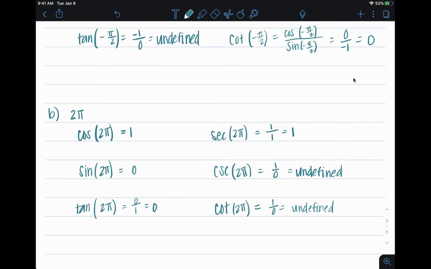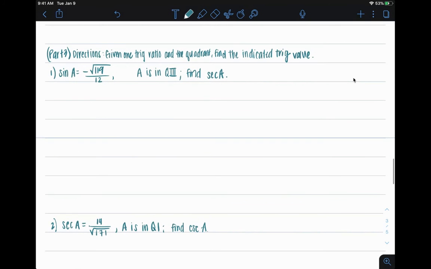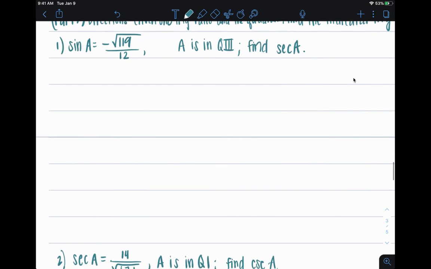All right, let's go into part 3. Given one trig ratio and the quadrant, find the indicated trig value. All right, so we are given sine of A is negative root 119 over 12. A is in quadrant 3. Find secant of A. So what I like to do for these ones is draw a picture.